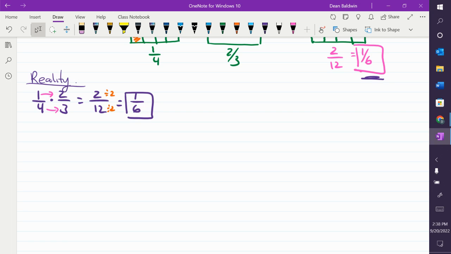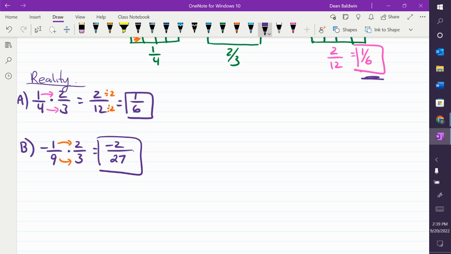Let's do another example. There's our first. Remember I tell you, the dot means multiply, right? Yes. So what do I do? There you go. Straight across the top. Just don't forget the negative. Negative 1 times 2 is? Negative 2. 9 times 3 is? 27. Can you simplify negative 2 over 27 or 2 over 27? You cannot, and that is your answer.